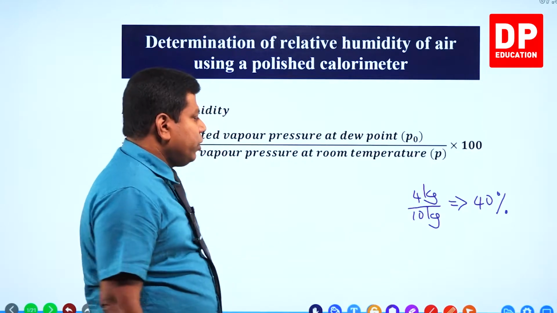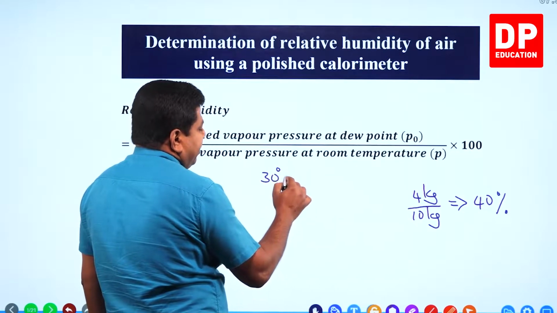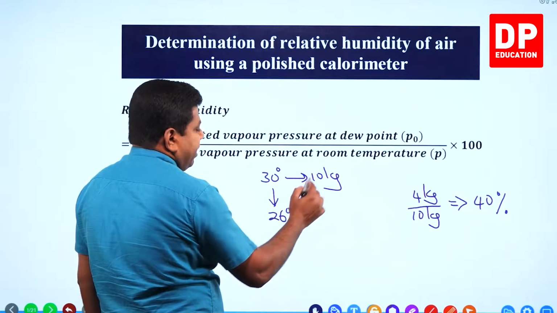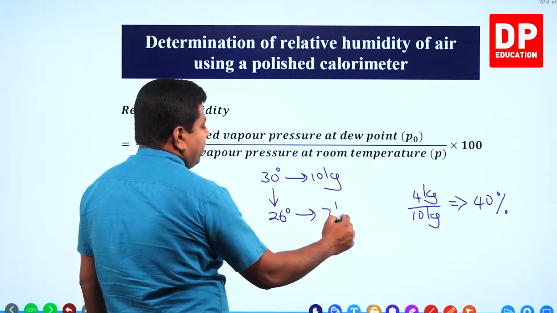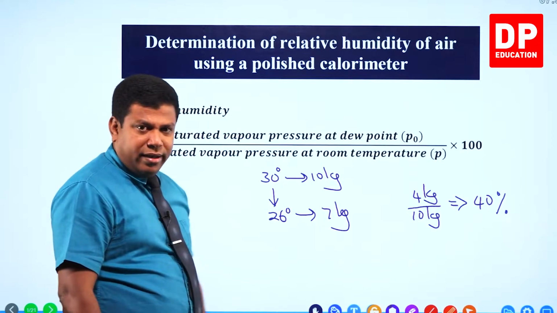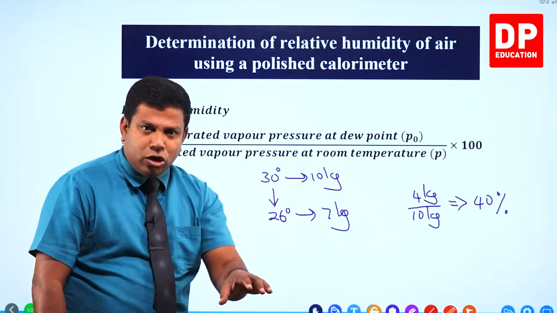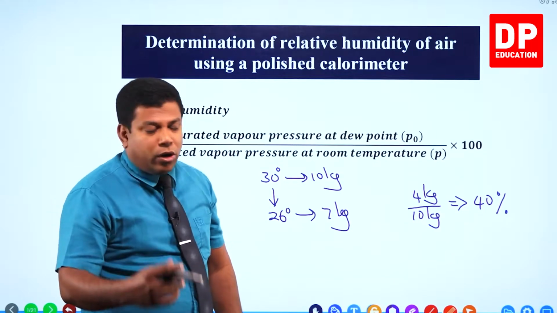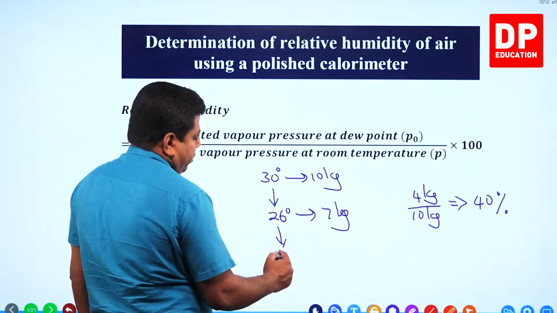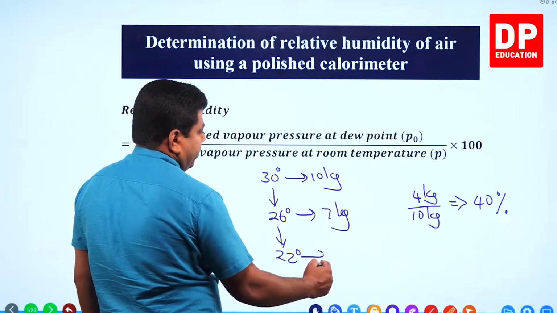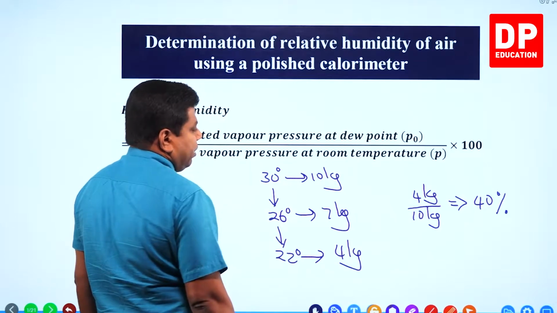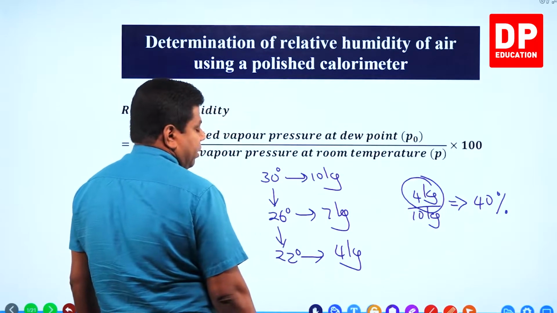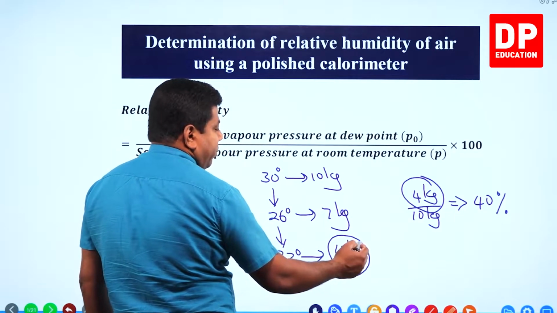So let's say now the room temperature is 30 degree. At 30 degree, 10 kilogram can be contained. When you bring it down to let's say 26 degree, it may not be 10 kilogram. It might come down to 7 kilogram. Not a linear relationship. Understand, when the temperature drops, the maximum amount of vapor that can be contained in that air also drops. When it comes to let's say 22 degree, let's say this has come to 4 kilogram. Now look at this. There was already 4 kilogram available, and now the maximum is also 4 kilogram.